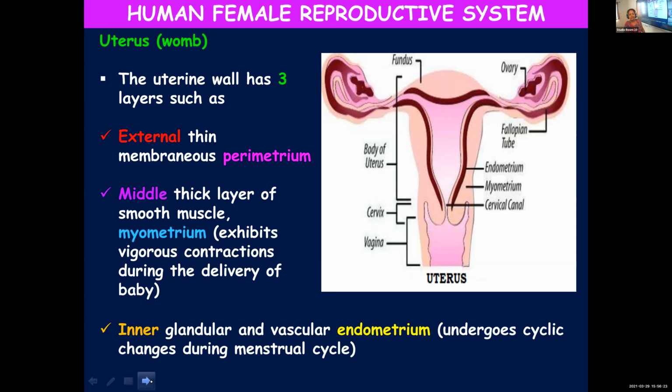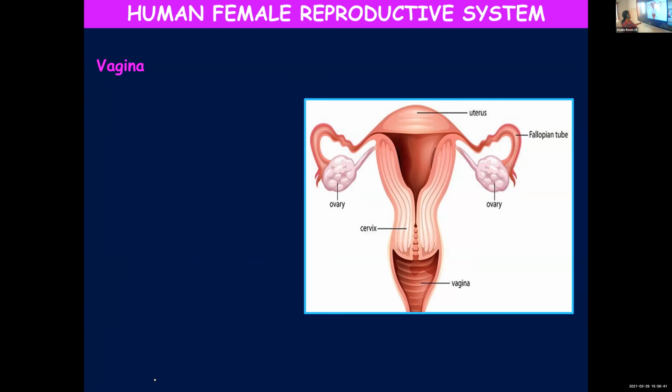The myometrium, the thick muscular layer made up of smooth muscles, exhibits vigorous contractions, facilitating childbirth, whereas the endometrium undergoes cyclic changes during the menstrual cycle. And after that, we started discussing the vagina.